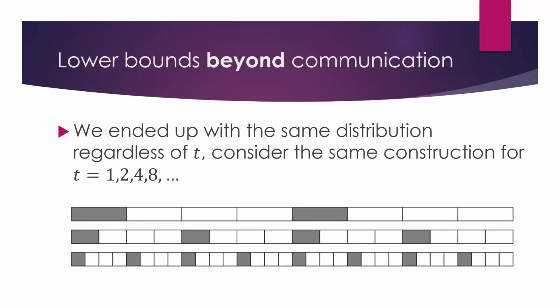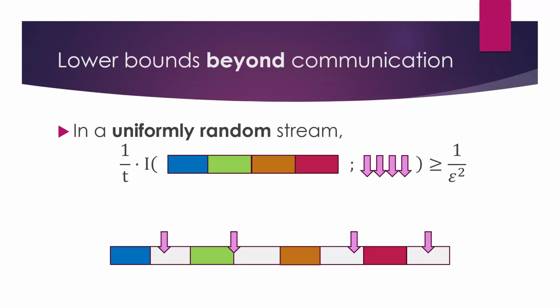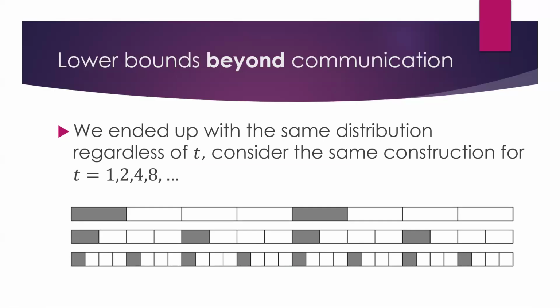Which means that for the very same distribution of a completely uniformly drawn random stream, this statement would be true regardless of how many players I'm partitioning it into. So for any t, if I partition it into t parts and draw those t colored parts and pick places for the arrows, this thing would be true. So what can we do with it?